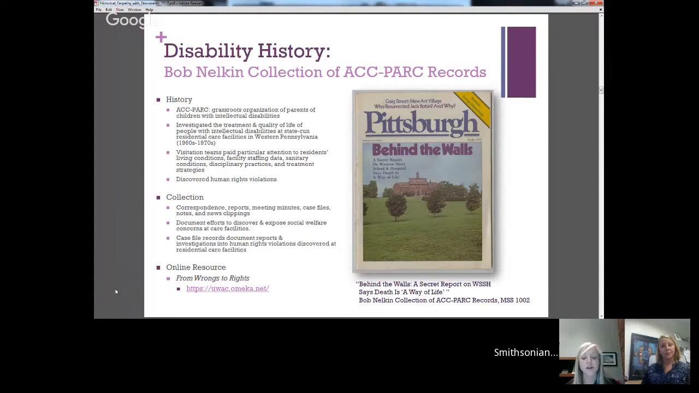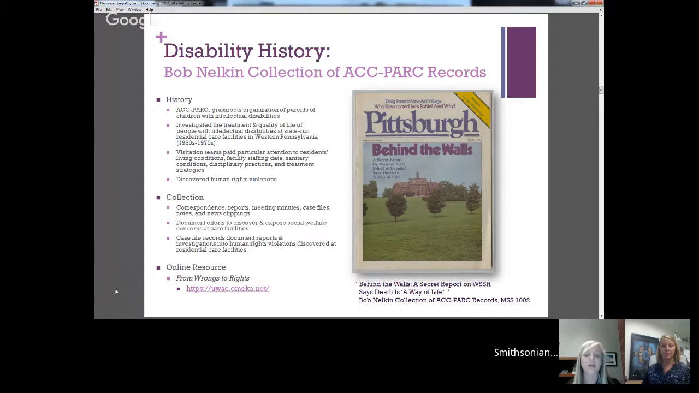How this organization chose to react to these informal reports, they deployed an incredible grassroots strategy of forming visitation teams. These were informed by informal reports coming in from the parents of those with intellectual disabilities who had children living within these state-run care facilities, and also from those working as residential care workers at these facilities. Once informed, they decided to form a visitation team that would make both announced and unannounced visits to these state-run care facilities throughout the 1960s and 1970s.